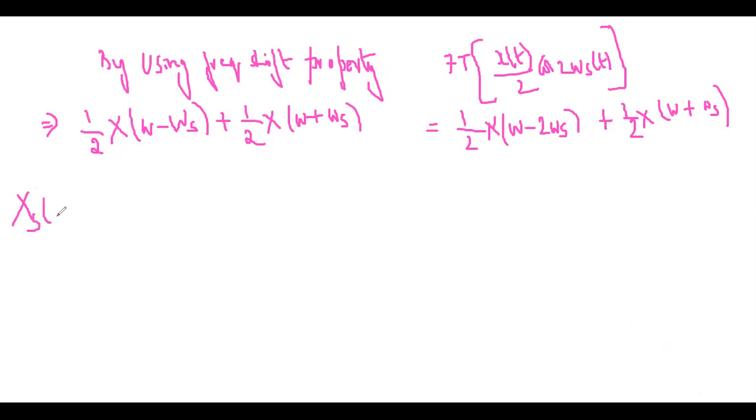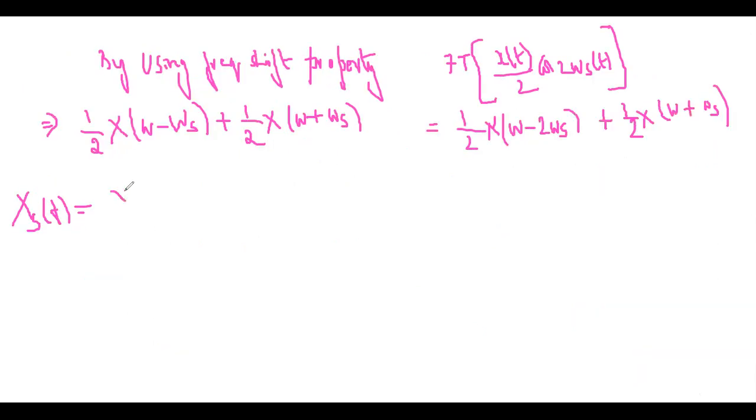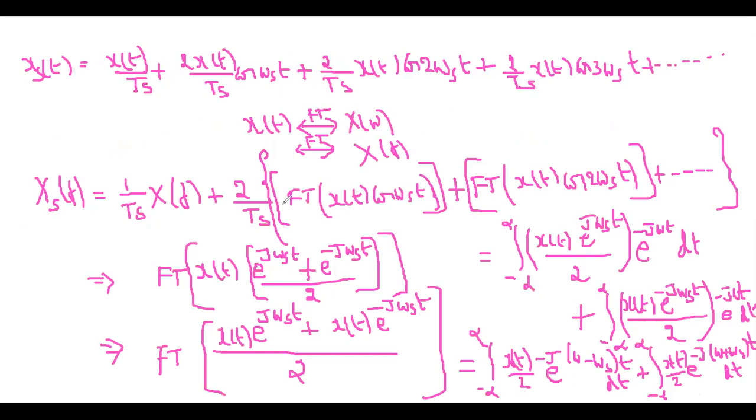Like that, you can add the functions. X s of f is equal to x of f by ts plus 2 by ts into this Fourier transformation.